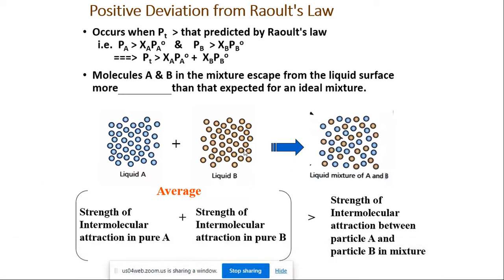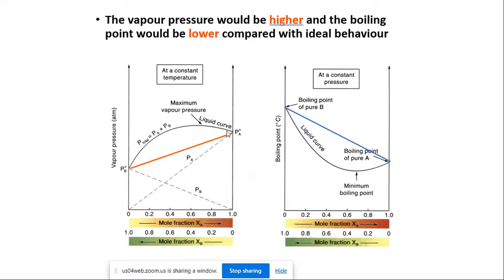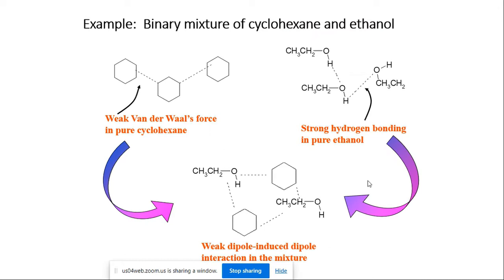Positive means your A and B attraction is higher than the mixture, right? So if you have a positive deviation, the vapor pressure would be higher and the boiling point would be lower compared to ideal behavior. So if you have positive deviation from Raoult's law, then your vapor pressure is higher than the ideal one and boiling point is lower than the ideal one, right? As an example, cyclohexane and ethanol.